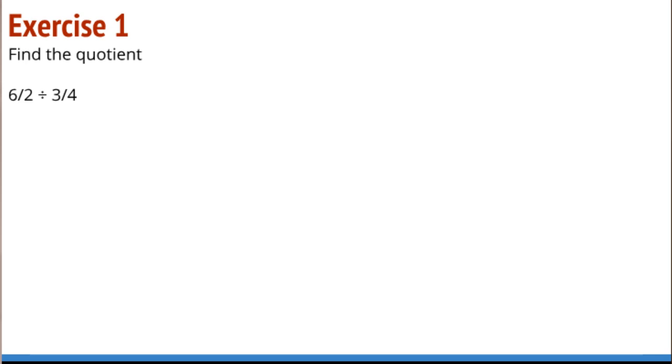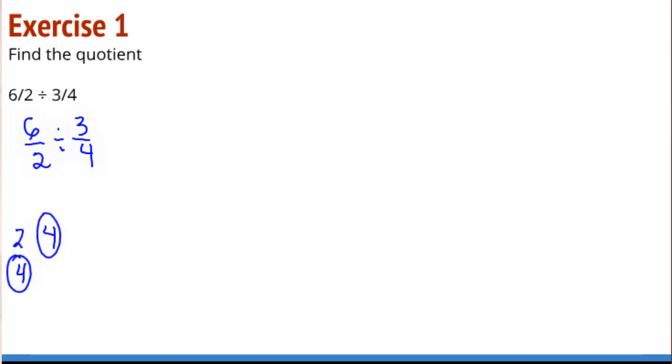So I've got 6/2, and I need to divide it by 3/4. I don't have common denominators. However, if I look for least common multiples, I see that 4 will make a good common denominator. So I'm going to take this 6/2, and I'm going to scale that to a denominator of 4. 2 times 2 is 4, 6 times 2 is 12. So I have 12/4 divided by 3/4.